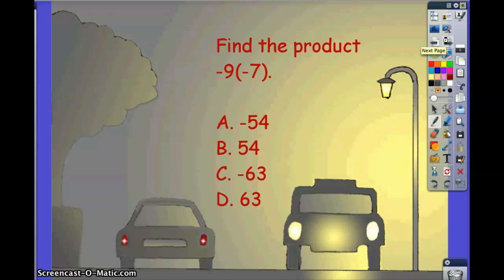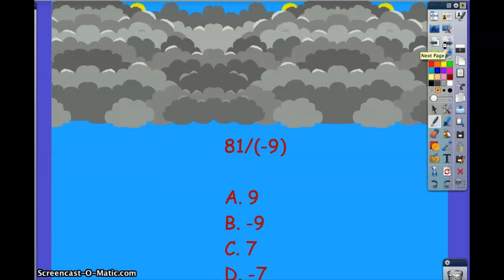Do some more multiplication examples. So again, signs are the same here. So your answer would be positive. 9 times 7 is 63. Correct answer, D in this case. Here's a division problem. Signs are different, so your answer is negative. And then 81 divided by 9 is 9, so negative 9. So your answer is B in this case.